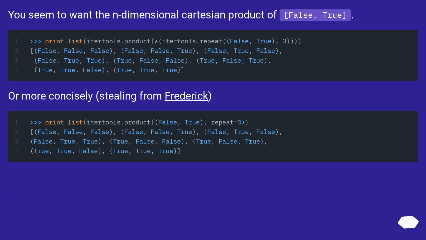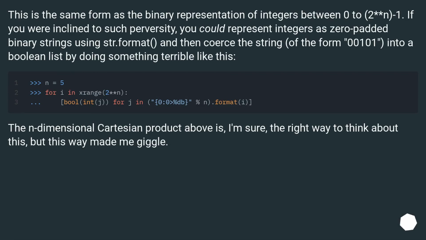Or more concisely, stealing from Frederick. This is the same form as the binary representation of integers between 0 to n-1. If you were inclined to such perversity, you could represent integers as 0-padded binary strings using str.format and then coerce the string, of the form 00101, into a Boolean list by doing something terrible like this.